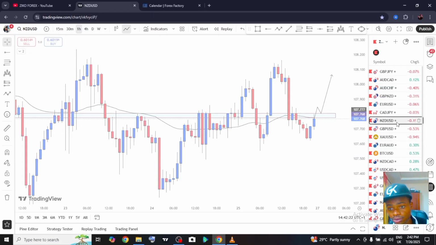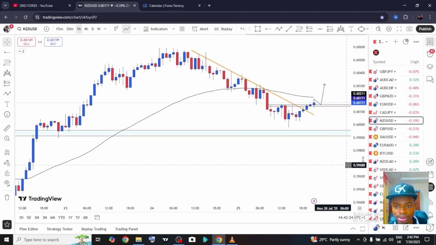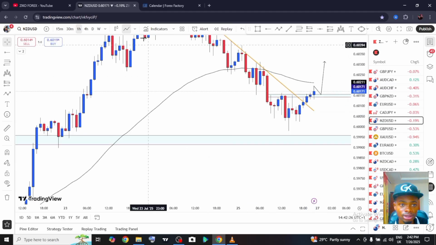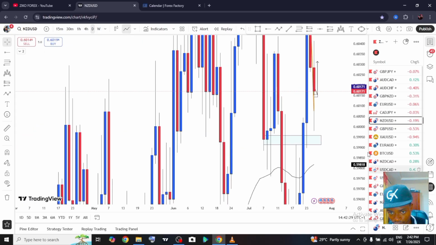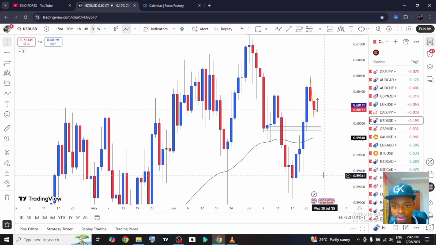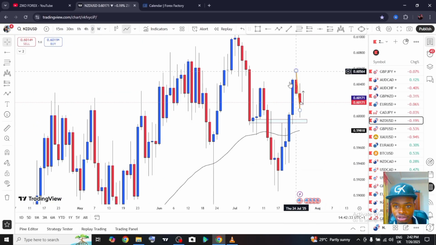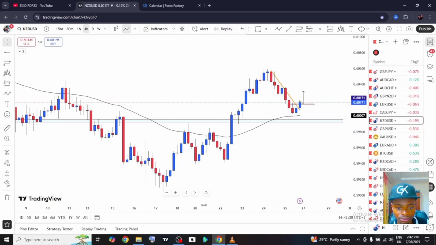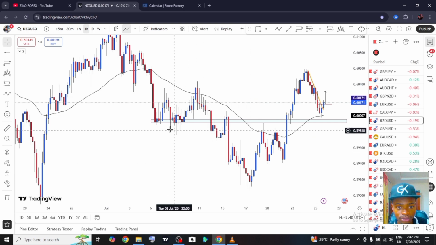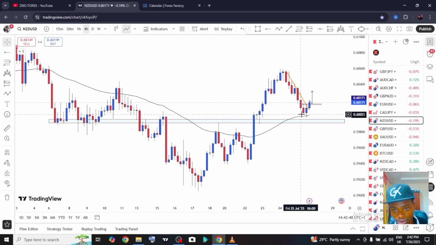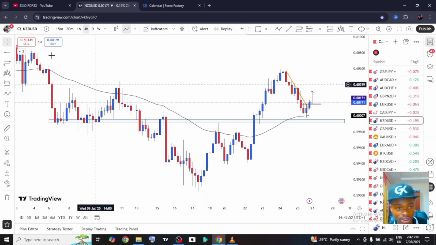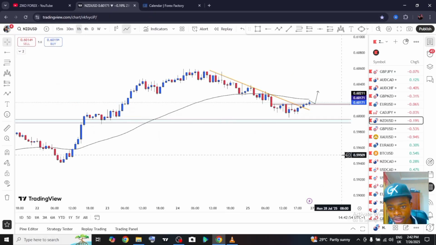Next pair for the week, we have NZD USD. Now, let's go to the daily time frame first. On the daily time frame, price just shifted bullish, right? So this is actually a 4 hour area of interest, as you can see right here. On the 4-hour time frame, we have 1, 2, 3 taps from the area of interest. Now price came back to somewhere close to the area of interest and is having some form of reaction to the upside.